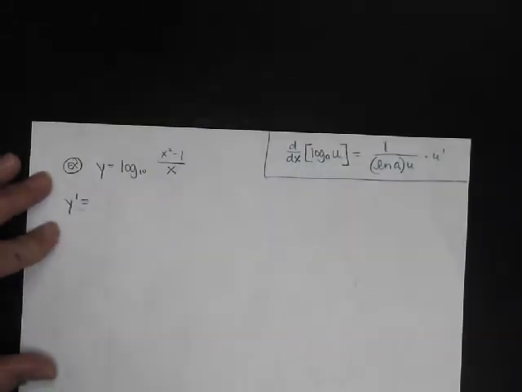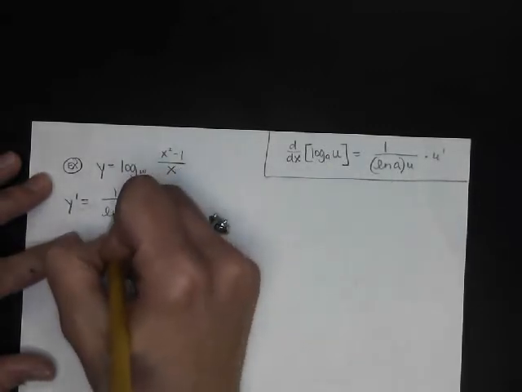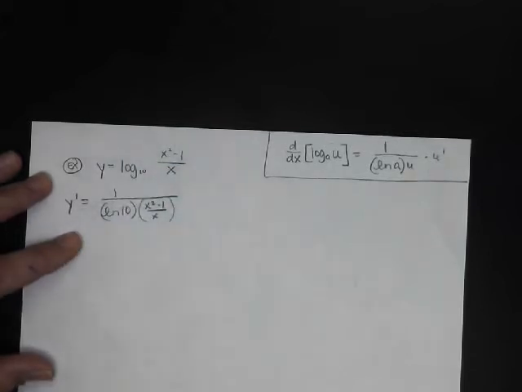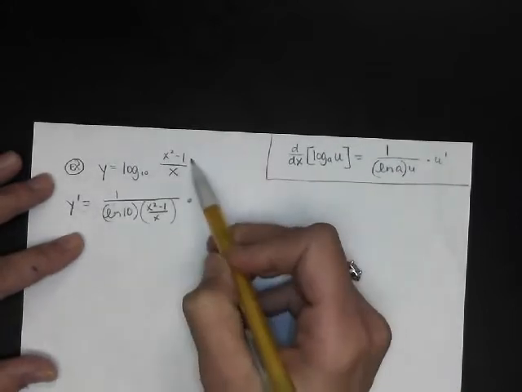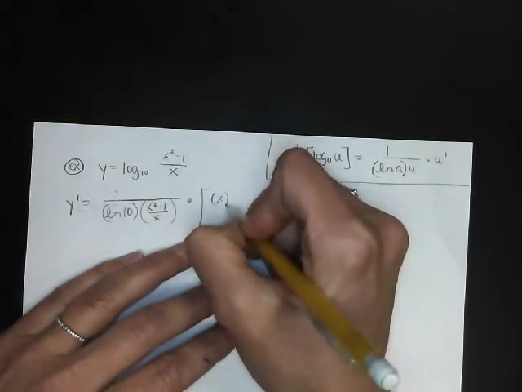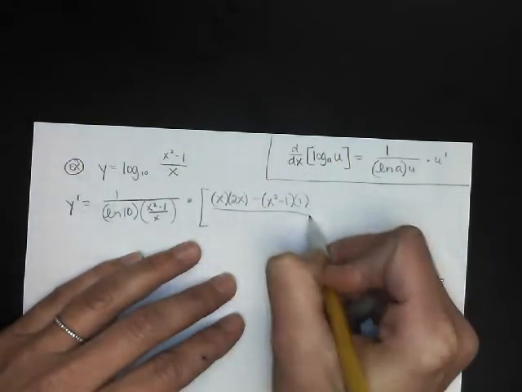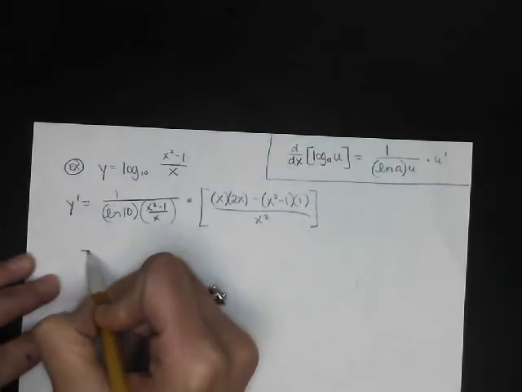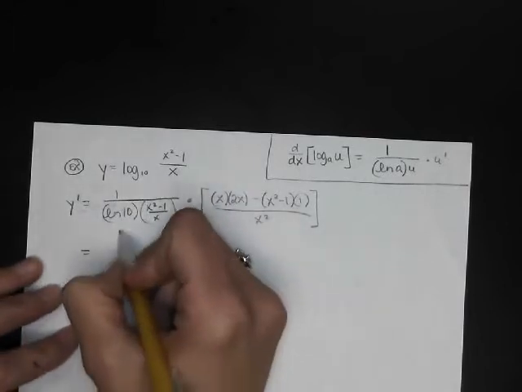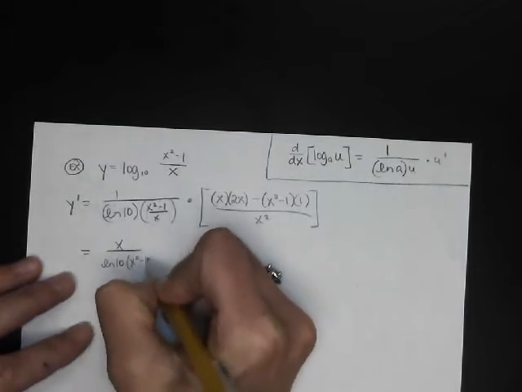y prime equals 1 over the natural log of our base 10 times u as is, (x squared minus 1) over x, times the derivative of u. So that's a quotient rule. Bottom times derivative of the top minus top times the derivative of the bottom, which is just a 1 all over bottom squared. So in my first fraction, this is going to get flipped because it's 1 over it. So the x is going to come up to the numerator, and the denominator is going to be the natural log of 10 with the x squared minus 1.